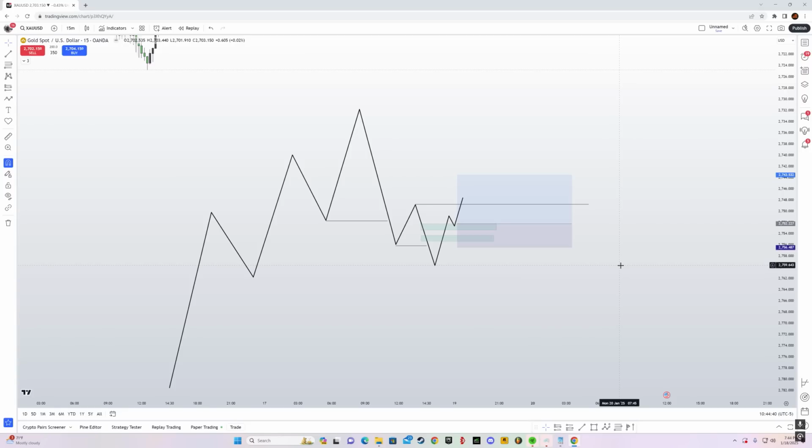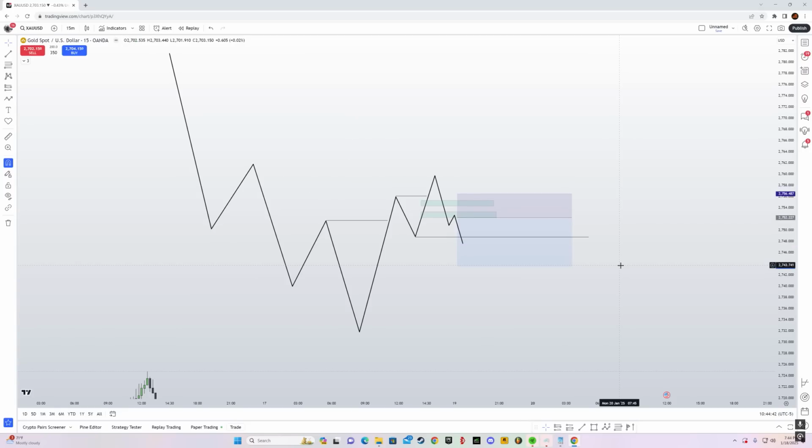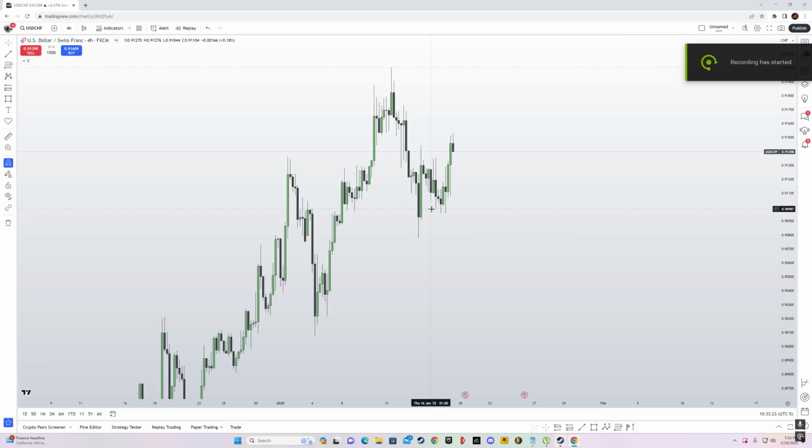So now that we have learned the entry model and the strategy itself, I'm going to give you guys some examples and then I'm going to end the video. All right, guys, so here is example 1, and I'm looking at USD CHF on the 4-hour time frame.